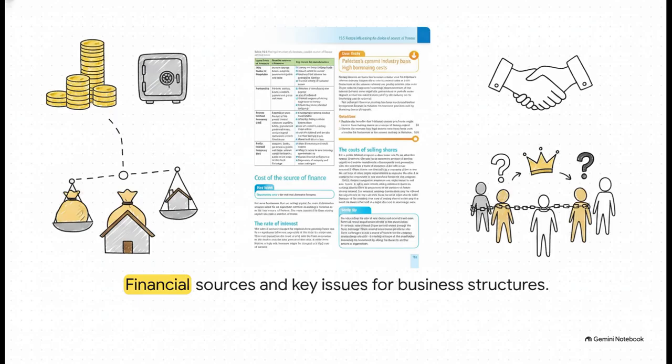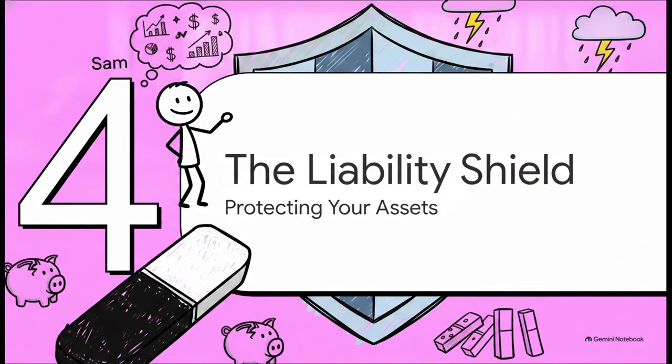It highlights this universal, undeniable business truth. The easier it is to raise massive sums of money, the more of your own autonomy you're going to have to surrender. Section 4. The liability shield.